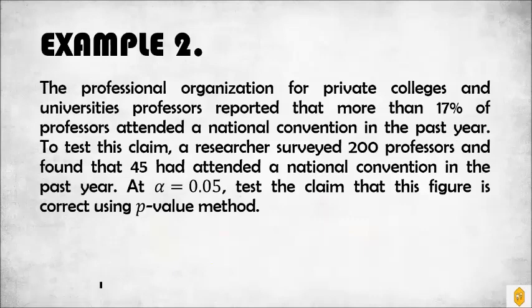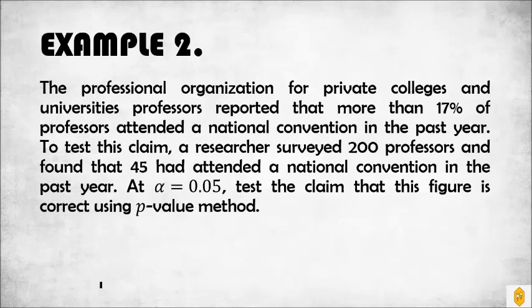For the second example, the professional organization for private colleges and universities professors reported that more than 17% of professors attended a national convention in the past year. To test this claim, a researcher surveyed 200 professors and found that 45 had attended a national convention in the past year. At alpha is equal to 0.05, test the claim that this figure is correct using p-value method.